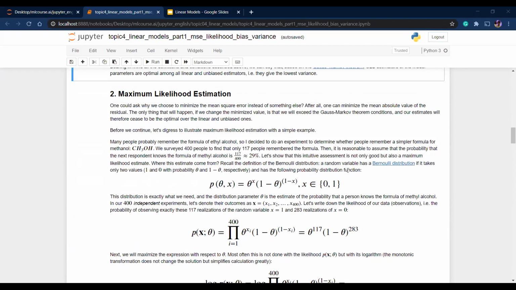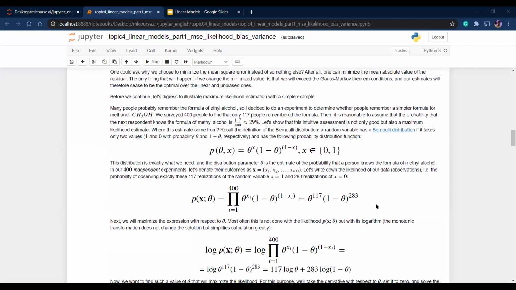there are like 400 people and they were asked, do you remember the formula for methyl alcohol, which is like CH3OH? And out of that, 117 people remembered the formula and 283 did not, okay? So how do we model this? Since this is like a binary problem, and we only have probability of 1 and 0, either the person remembered the formula or that person did not.